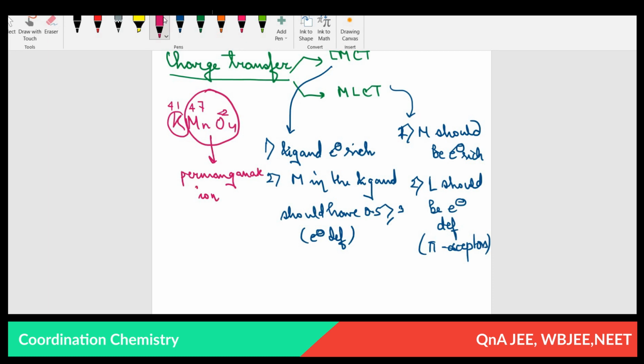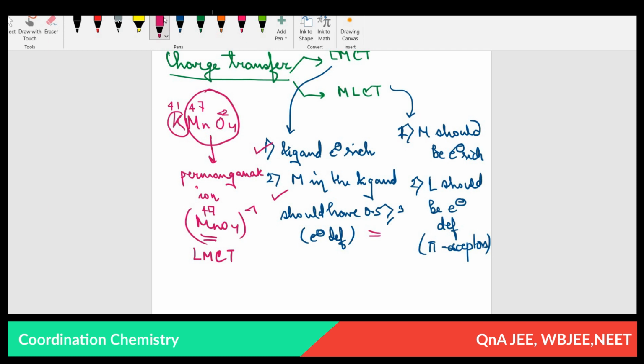Now it has an excess of electrons, yes, because the whole has a charge of -1, MnO4 -1. So the ligand is electron rich, criterion 1 satisfied. And the metal has an oxidation state greater than +3, that is +7, so condition number 2 is also satisfied. So this is an example of LMCT.